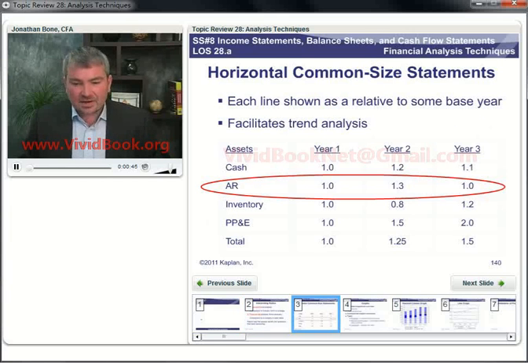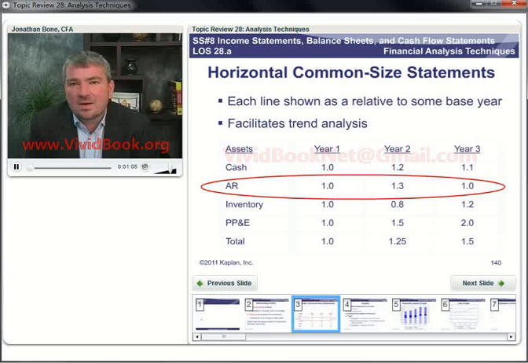Let's have a little look at a horizontal common size statement. Up until now we've seen vertical common size statements where essentially in the income statement each item was shown as a percentage of sales, and in the balance sheet each item was shown as a percentage of total assets. Here we're seeing a common size horizontal statement. What you do is you have each year shown relative to some base year.